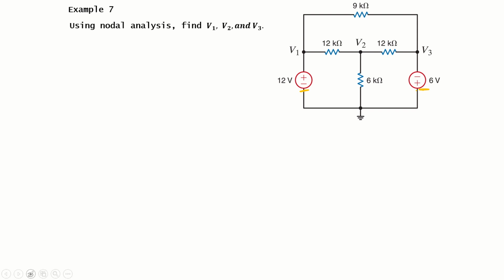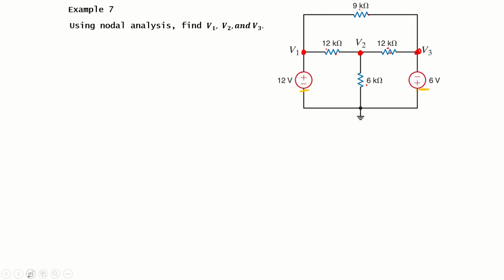The first thing in nodal analysis is to find the nodes of your circuit. We can see that we have three nodes here. The first one is where the 12 volt source, this 12 kilo ohm and this 9 kilo ohm are attached. The second is labeled V2, where the 12 kilo and 6 kilo ohm are connected. The third node is V3, where 12 kilo, 9 kilo and minus 6 volt are connected.